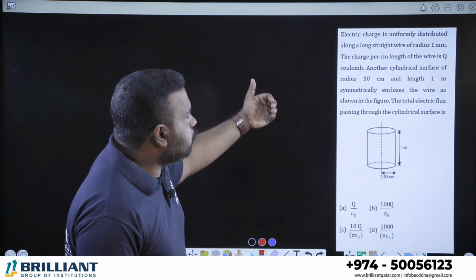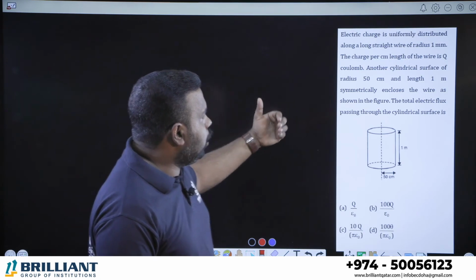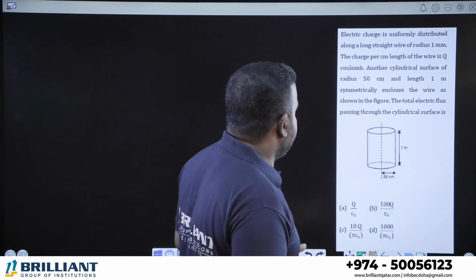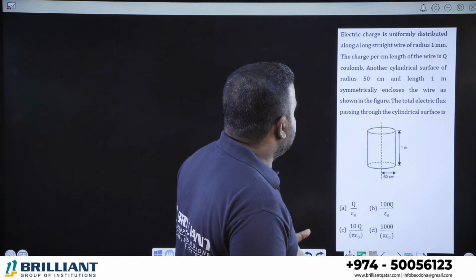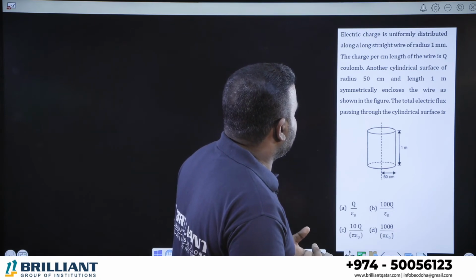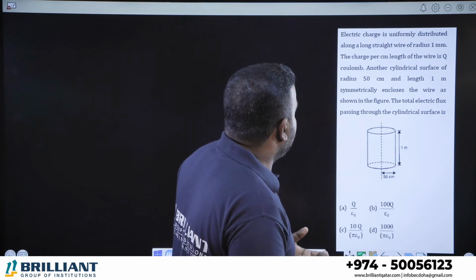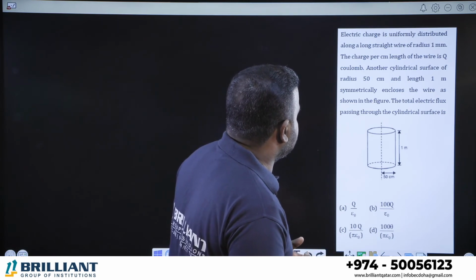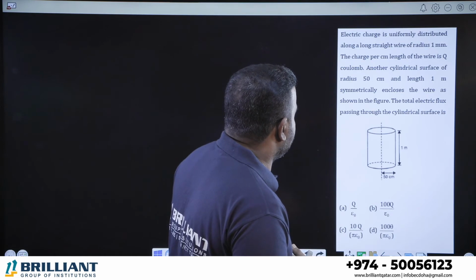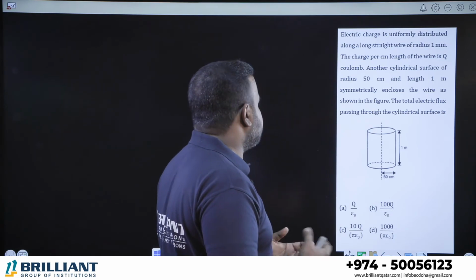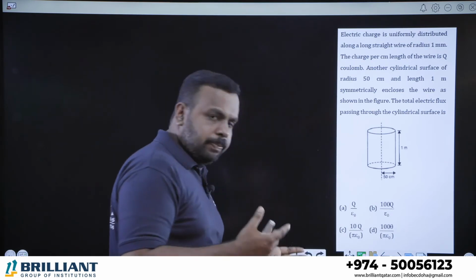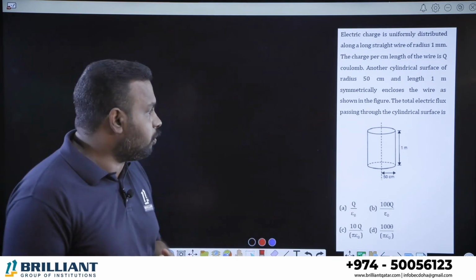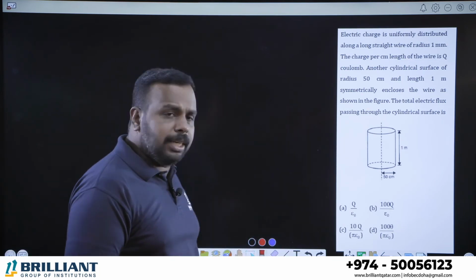Next, look at this. Electric charge is uniformly distributed along a long straight wire of radius 1 millimeter. The charge per centimeter length of the wire is q coulomb. Another cylindrical surface of radius 50 centimeter and length 1 meter symmetrically encloses the wire as shown in the figure. The total electric flux passing through the cylindrical surfaces. Total flux, right? Total flux through the cylindrical surface.